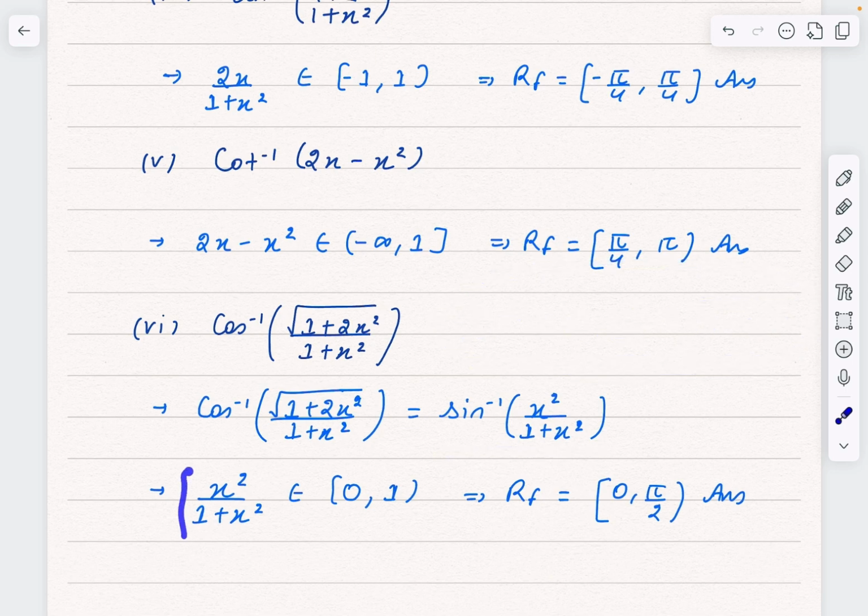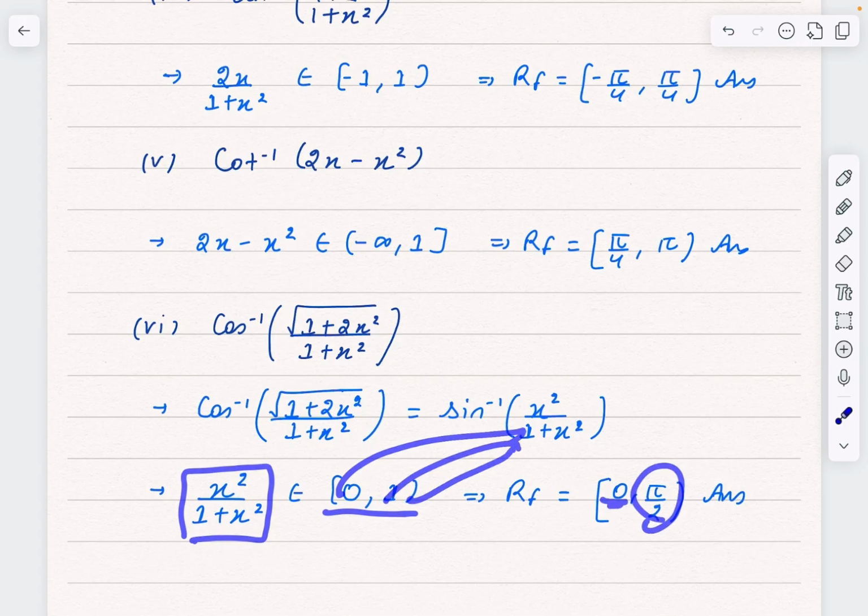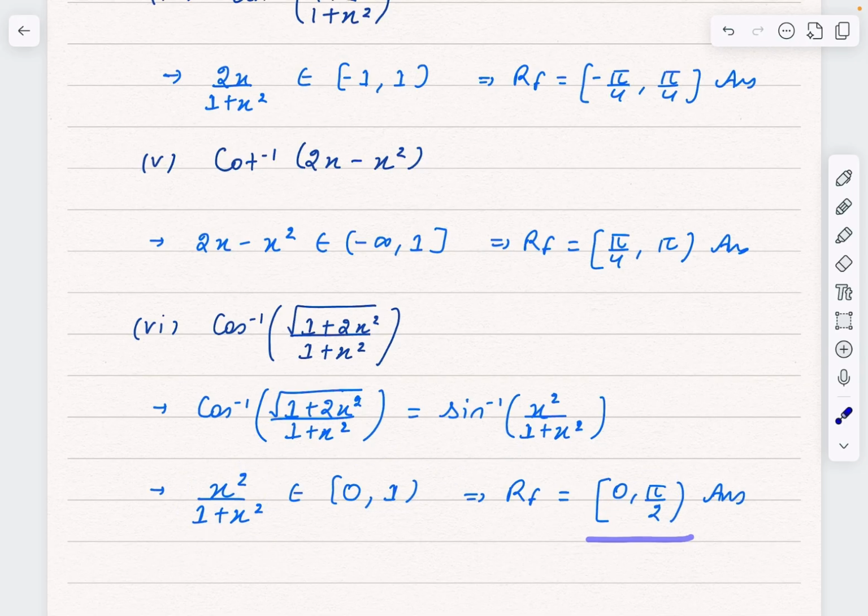The range of this thing again you can find easily. Many methods you have: closed 0 to open 1. So now put boundary values here. When you put 0, you get 0. When you put 1, you get pi by 2. So it will also be closed 0 to open pi by 2. I hope guys these domain range problems are clear. They are just basic problems but will be used in some more typical problems, so understanding them is important.